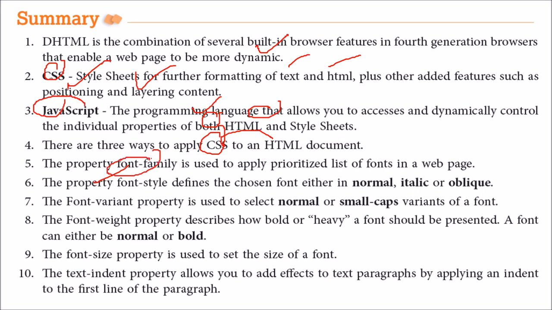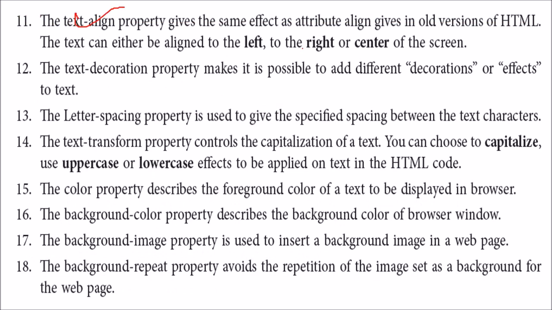Then we talked about font family, font style, font variant, font weight, font size. Then text indent, text align, right, left, center, the text decoration also, then letter spacing, the text transform property we have seen, the color also, the background color, and the background image we have just shown you with an example, and background repeat, if you don't want to repeat the image. So this is all about DHTML and CSS.